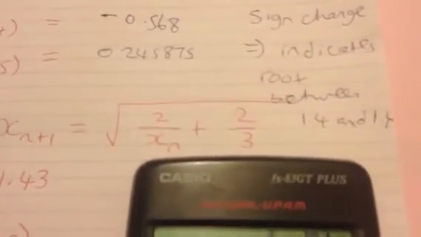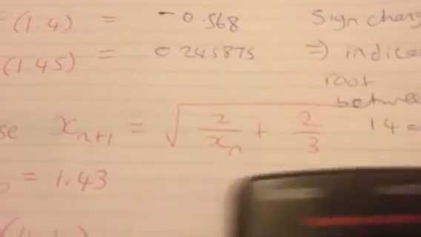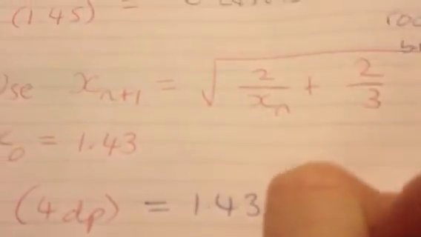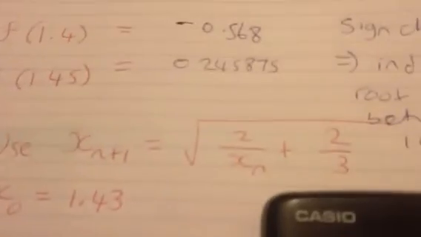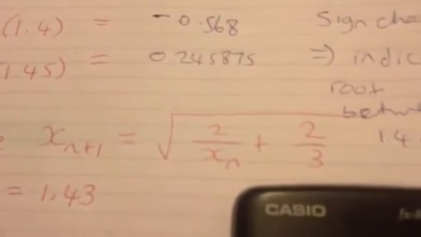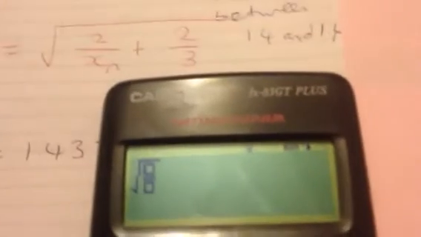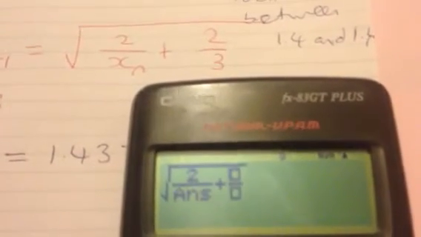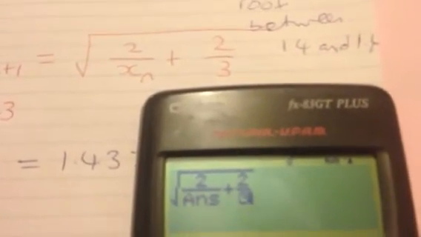So the 1.43 comes from x0, and I get 1.437, and I want 4 decimal places, so obviously that's 1.4371. Now what I do now is I basically do the same, but I put answer. So 2 over answer plus 2/3. It's one of the most radical things you can do in C3. One of the most enjoyable and satisfying things as well, I think.